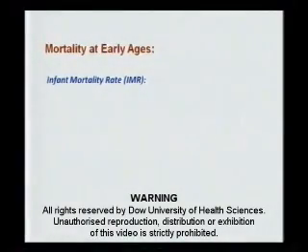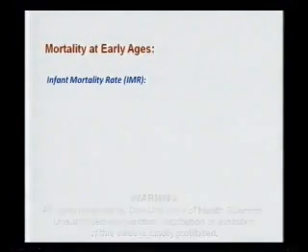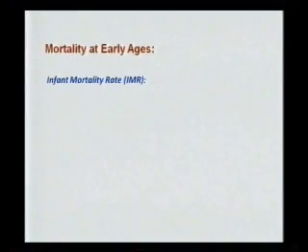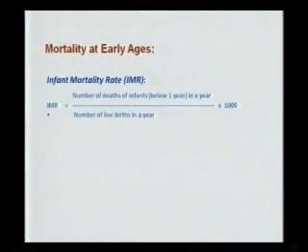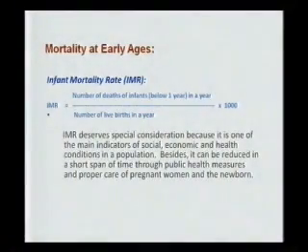Then there are mortality rates at younger ages. In this slide, we are going to show you how infant mortality is calculated. Very simple: the number of deaths of infants below 1 year in a time period, divided by the number of live births in a year. How many children were born? Out of those, how many survived to year 1? That is known as the infant mortality rate.